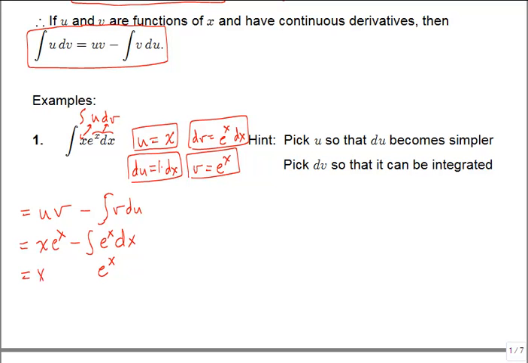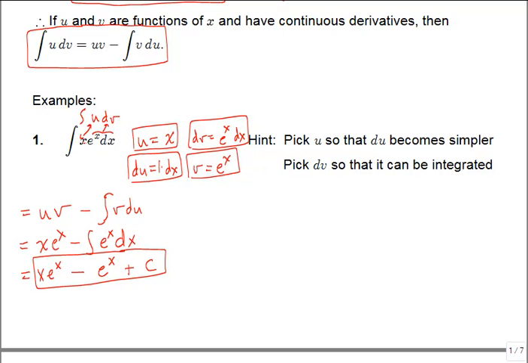So this x e to the x out front stays put. We have a minus in between. The integral of e to the x is e to the x. No more integrals are present, so we're done as long as we put a plus c on the end. So the integral of x e to the x dx is just x e to the x minus e to the x plus c. And this one, again, was a product of an algebraic function, the x part, times one of these transcendental functions, that e to the x part.